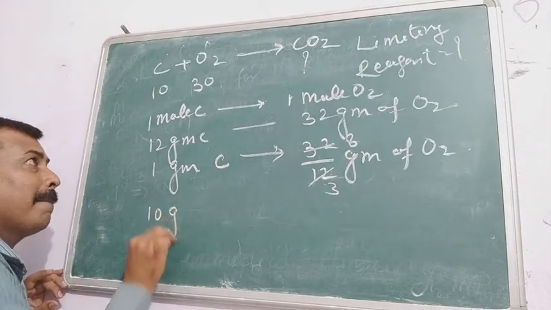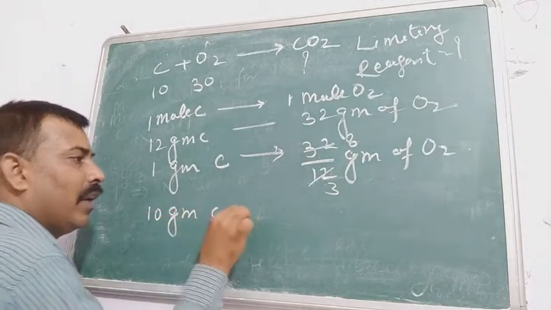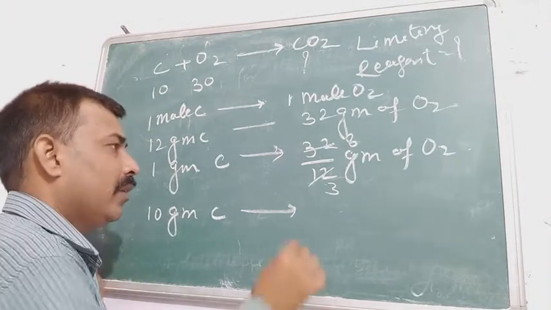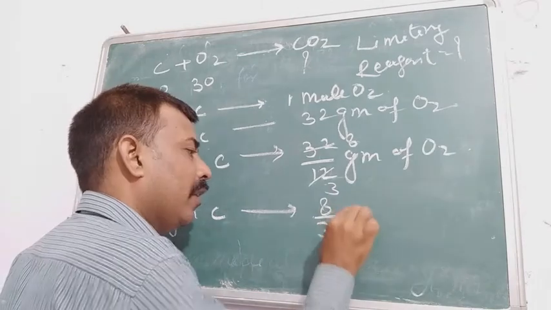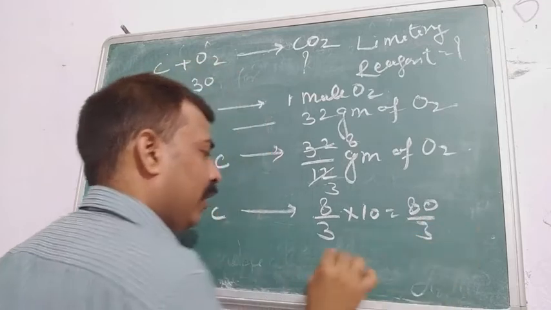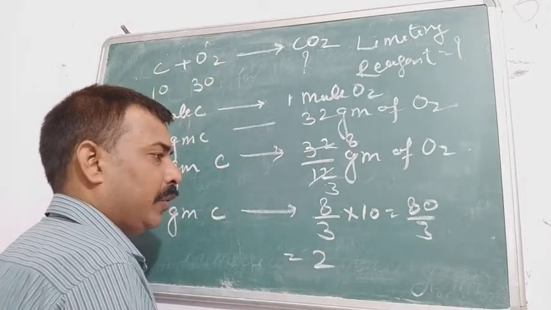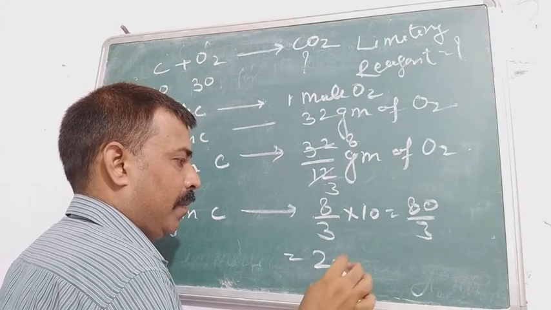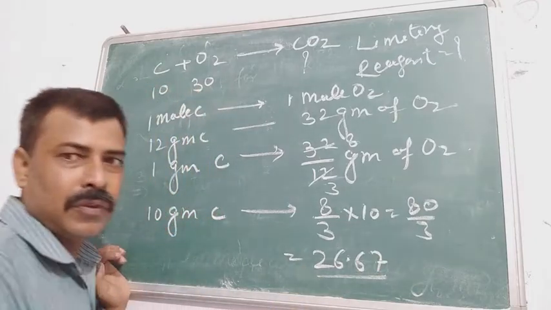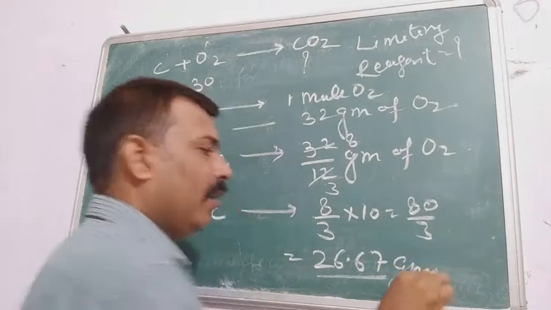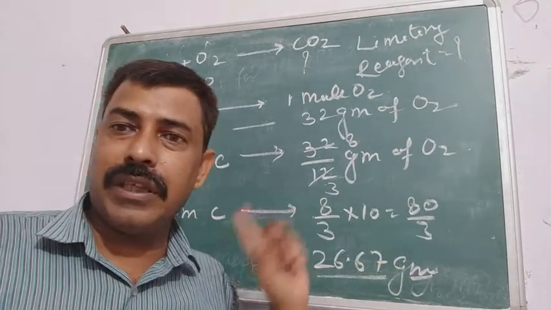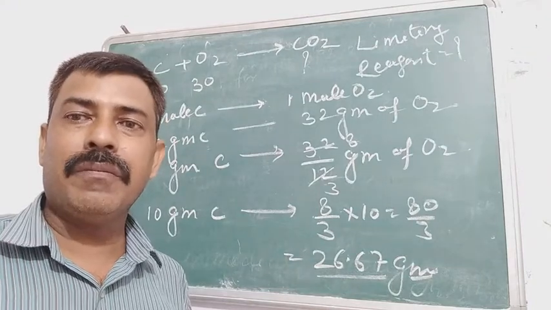Similarly, 10 gram of carbon will react with... here the available carbon is 10 gram. So, 10 gram of carbon will react with 8 by 3 into 10, that is 80 by 3. On solving, it will be approximately 26.67 gram. That means for reaction with 10 gram of carbon, 26.67 gram of oxygen is needed.